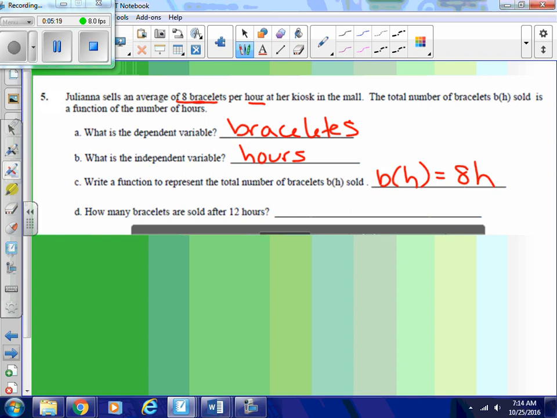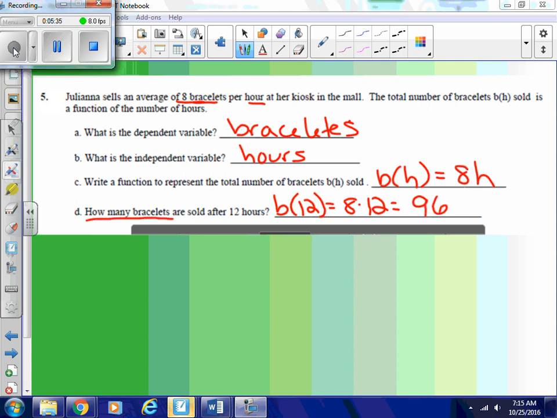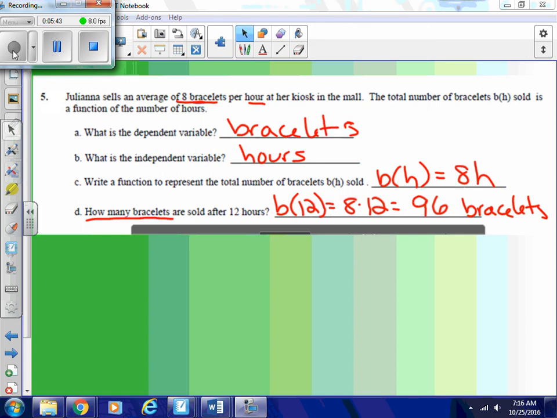How many bracelets are sold in 12 hours? That's just telling us to plug in a 12 for our number of hours, and we can get our answer. That's 96, but be sure to get our units. What are we calculating? How many bracelets? So that would be 96 bracelets. That's it. Hopefully you're ready for your quiz.